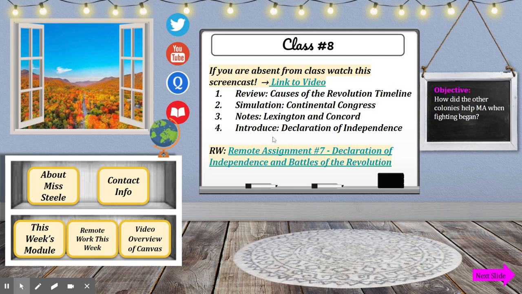For your remote assignment this week, you're going to be looking at the Declaration of Independence and some of the major battles of the Revolution. So we're kind of really diving into the American Revolution this week.